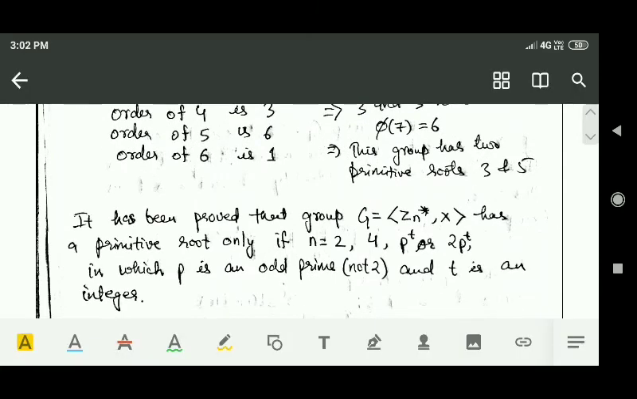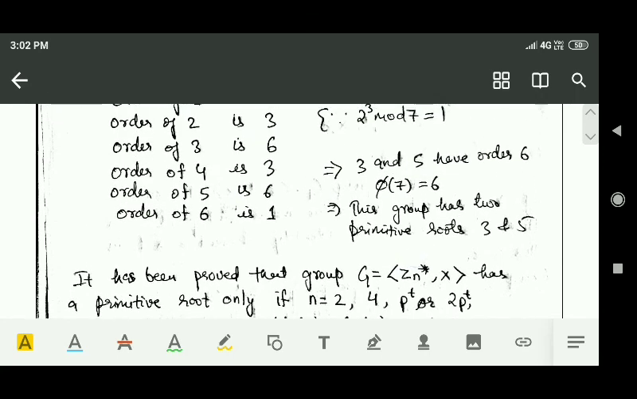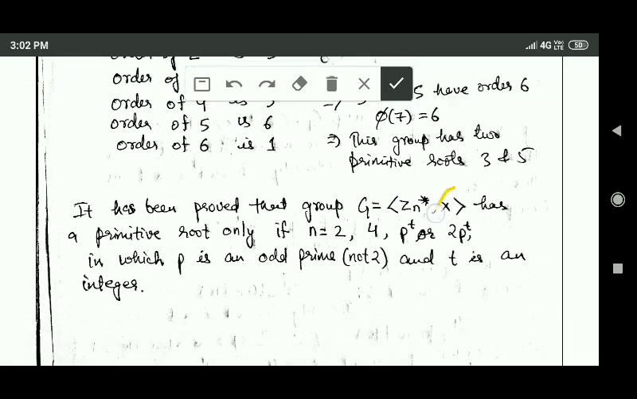It has been proved that a group G, which consists of the set Z_n star and the operation multiplication modulo n, has a primitive root only if n is equal to 2 or 4, or p raised to power t, or 2 times p raised to power t, in which p is an odd prime and t is an integer.